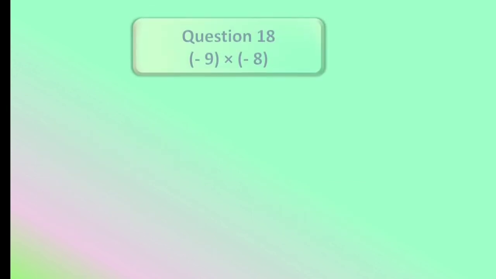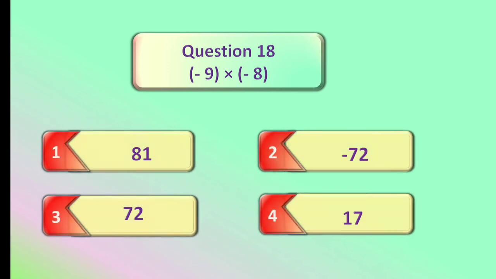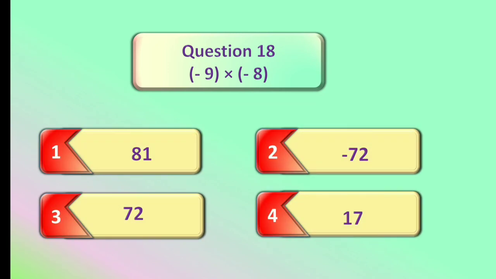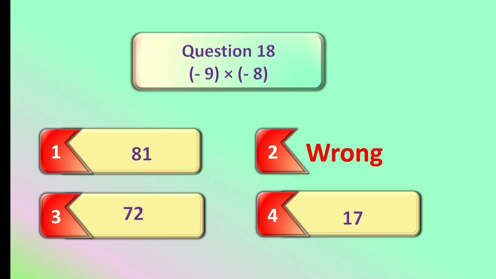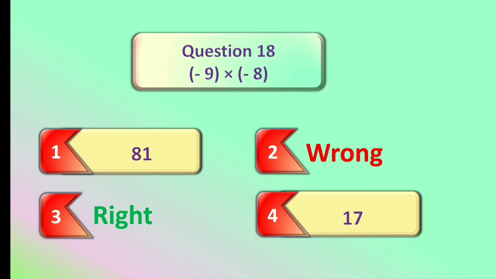Next changeover. Question 18. Again minus 9 multiply minus 8. Which is the correct one? As minus sign is even times, so answer will be positive. 9 8s are 72. Third option is correct. Let's move to the next question.